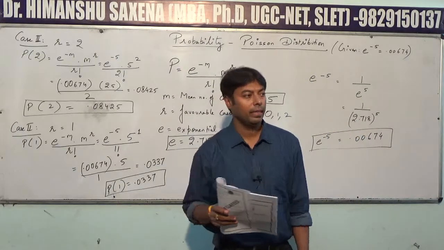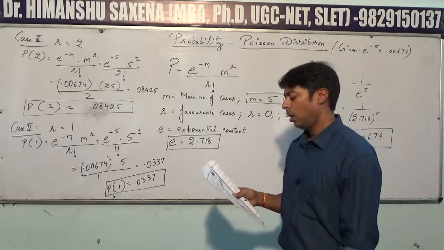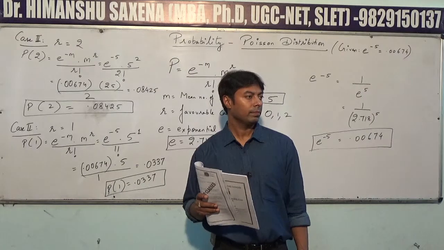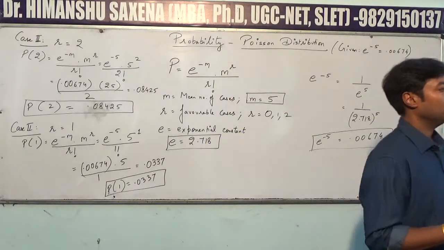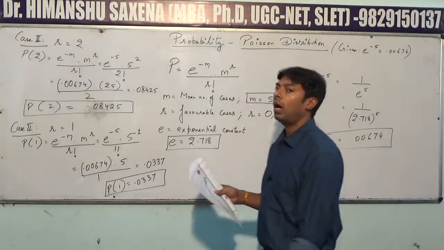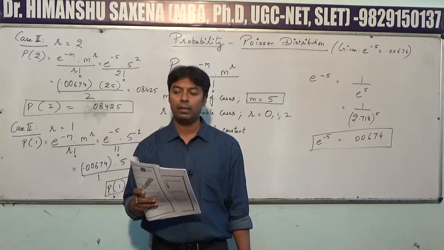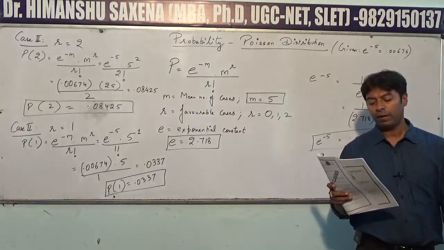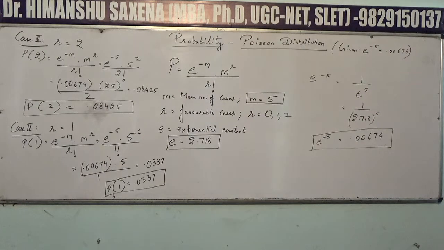Calculate the probability on a day when the first point is no car is hired, and the second point, 1 car hired. So the second point is 1 car hired.